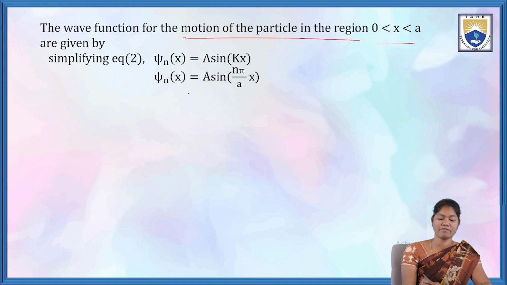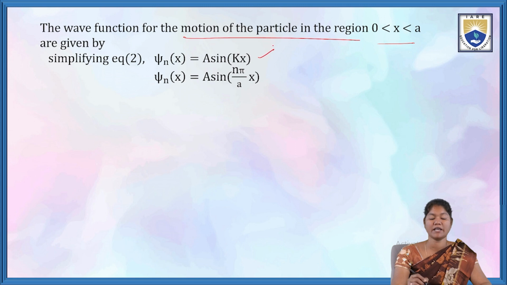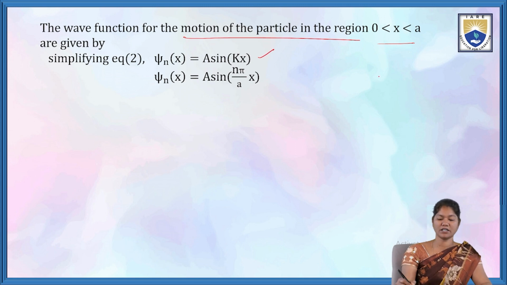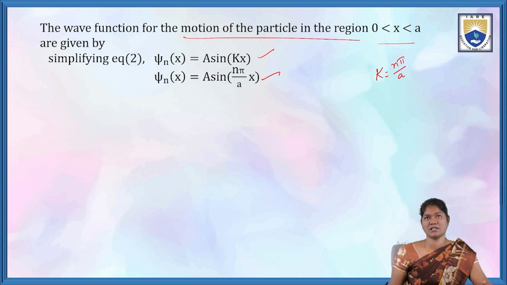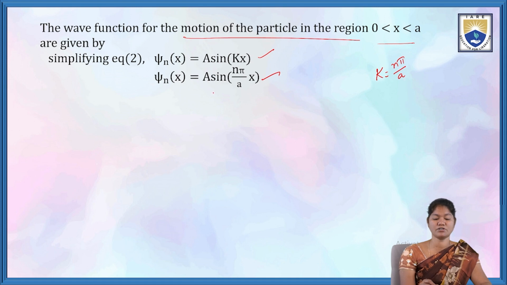So simplifying, we got the wave function for the particle which is in motion. ψ(x) = A sin kx, where k is equal to, as we derived, nπ/a. Substituting nπ/a instead of k, the final expression for the wave function of a particle moving inside the potential box is ψ(x) = A sin(nπx/a).